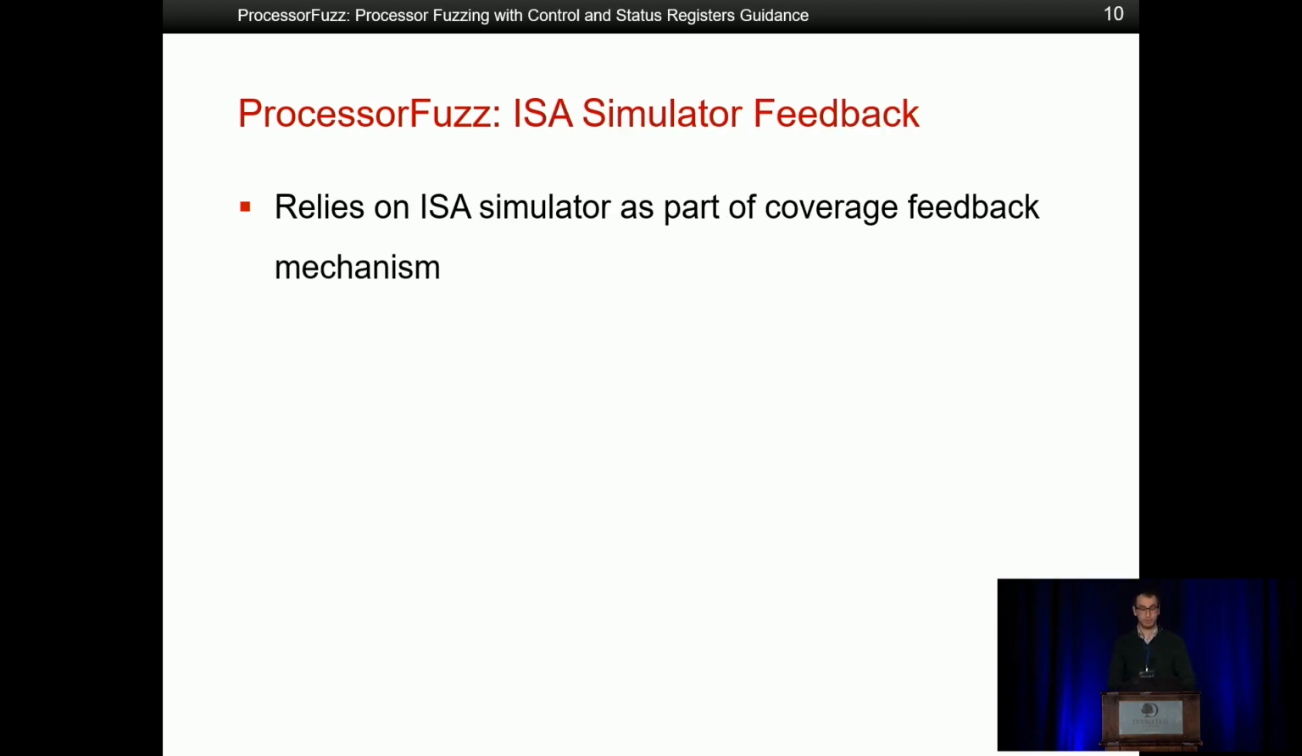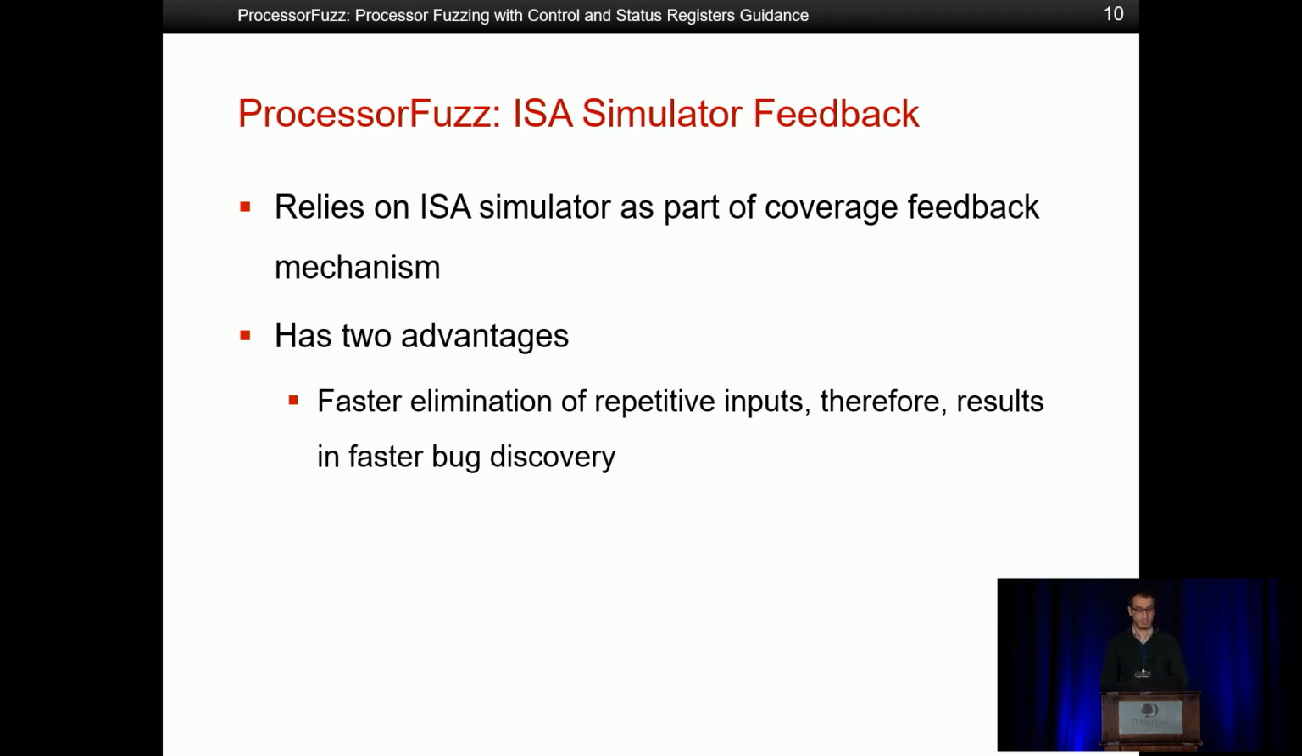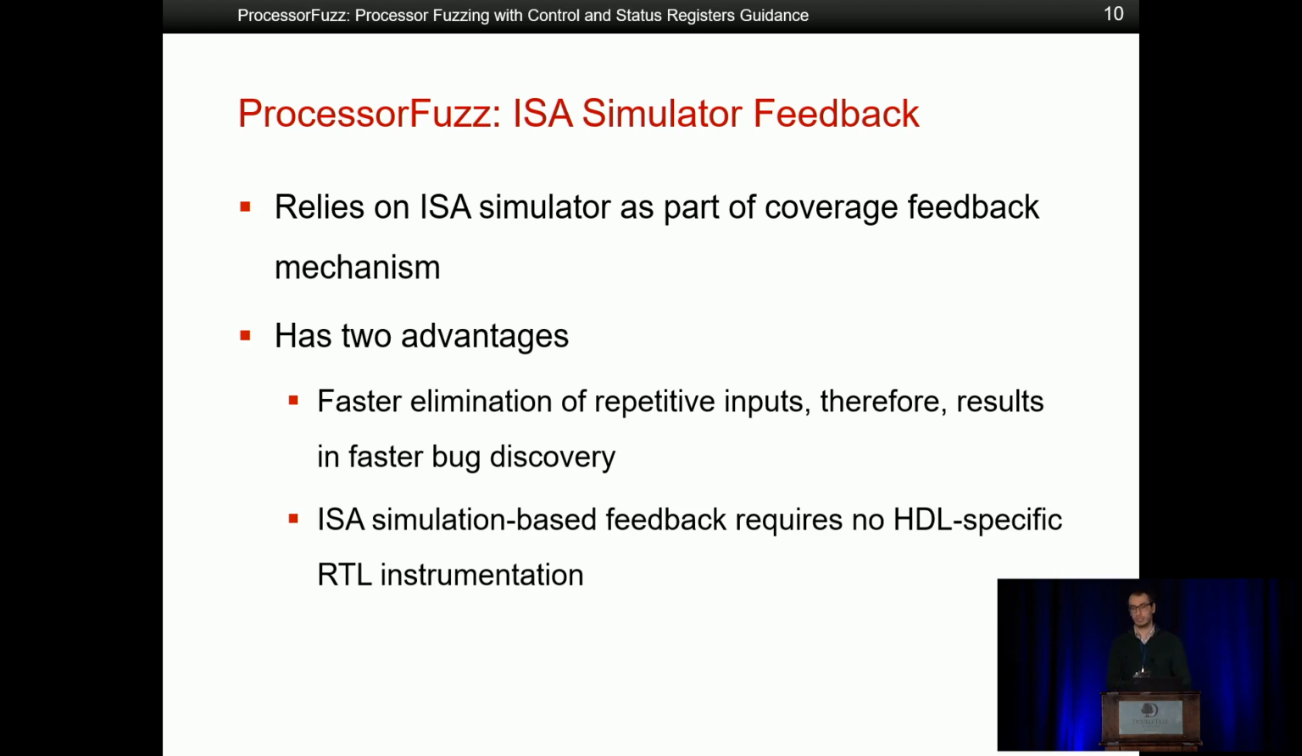Another important aspect of our work is that it relies on an ISA simulator as part of the coverage feedback mechanism, and this has two advantages. The first one is that we are able to identify interesting inputs faster, because the ISA simulator is roughly 100x faster than the RTL simulator based on our experiments on the Rocket RISC-V processor. That's why we can identify bugs faster. Also, ISA simulation-based feedback requires almost no HDL-specific RTL instrumentation, so we can just instrument the ISA simulator and adapt this to different processors that rely on the same ISA.